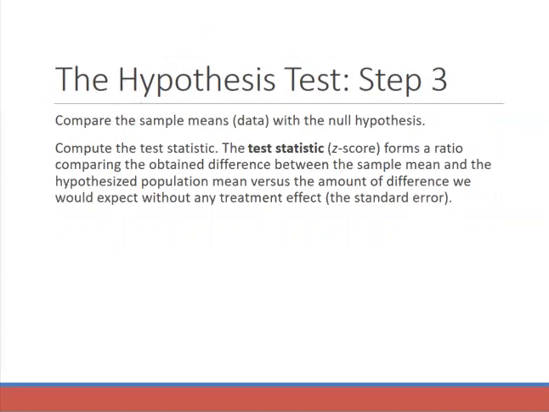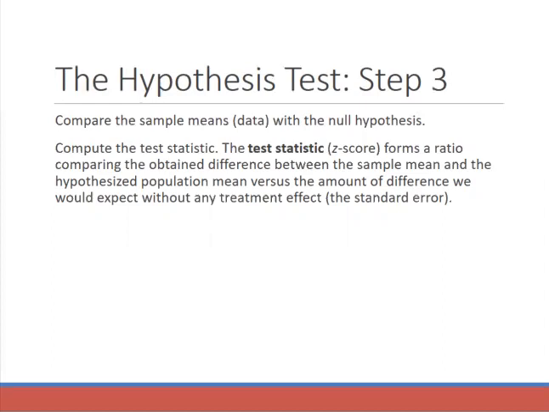Then you move on to step 3, which is comparing the sample means or data to the null hypothesis. So you should have formulated your hypotheses before you start data collection, in theory. So once you've established your hypothesis and alpha level, then you collect data. But the heart of statistics is really about comparing your sample data to your expectations and your hypotheses. Again, for today, we're going to focus on the z-score as the test statistic, but later we'll talk about other test statistics as well.